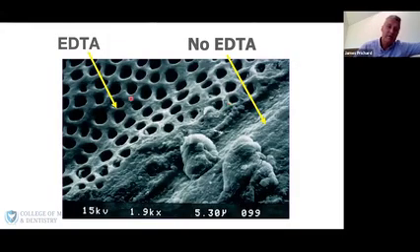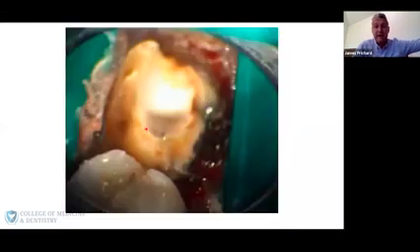And we know that the EDTA will remove the smear layer, but we also know that EDTA stops sodium hypochlorite from being antimicrobial. Now, the sodium hypochlorite doesn't stop the EDTA from removing the smear layer, but we lose the benefit of the antimicrobial activity. And what if we could have a system whereby we can actually prevent the smear layer buildup?